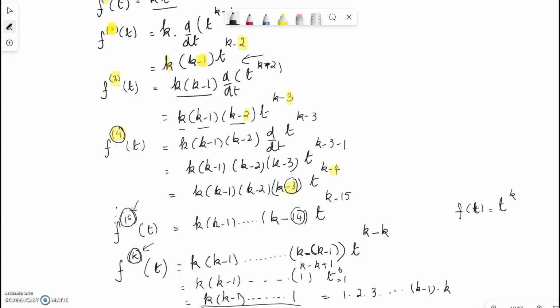And if you've done some probability before, you know that there is a symbol for this. You multiply natural numbers up to k, that's equal to k factorial. So this is read as factorial. It's called the factorial notation. If I go 1 times 2 times 3, that's 3 factorial. 1 times 2 times 3 up to 15, it is 15 factorial. 1 times 2 times 3 up to k, it is k factorial. So the kth derivative of f of t is equal to k factorial.